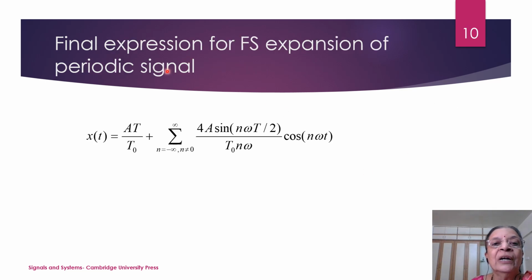So how do we write the final expression for the Fourier series expansion? We can write it as AT upon T0, a constant term, plus the sum with n varying from minus infinity to infinity, but n not equal to 0. For n equal to 0 we have written this term, and for n not equal to 0 it will be a sine function as a constant value, and actually it is the cosine term. These are the coefficients for the cosine term. So only cosine terms will remain and sine terms will result in a 0 value.